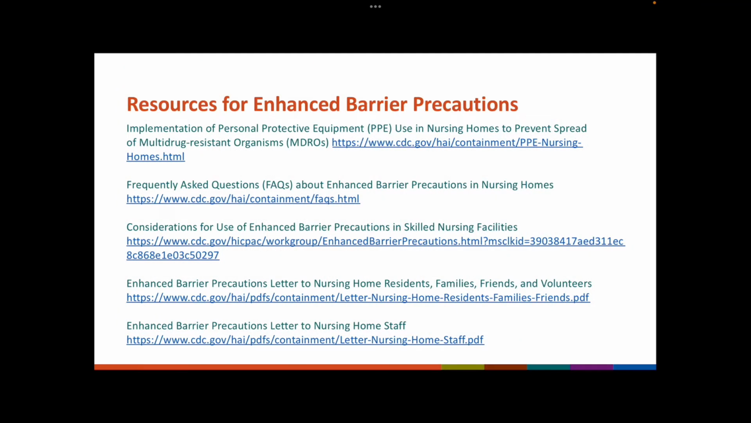We strongly encourage you to look at these additional resources. The first link will take you to the guidance document, including printable versions of the document and the table within the document that compares EBP to standard and contact precautions, as well as additional information and resources for healthcare personnel and nursing home staff and residents, families, and visitors. The second link will take you to a list of frequently asked questions about EBP, and the remaining links will take you to more detailed documents that review available literature and descriptions of the use of EBP that was developed by the Healthcare Infection Control Practice Advisory Committee.